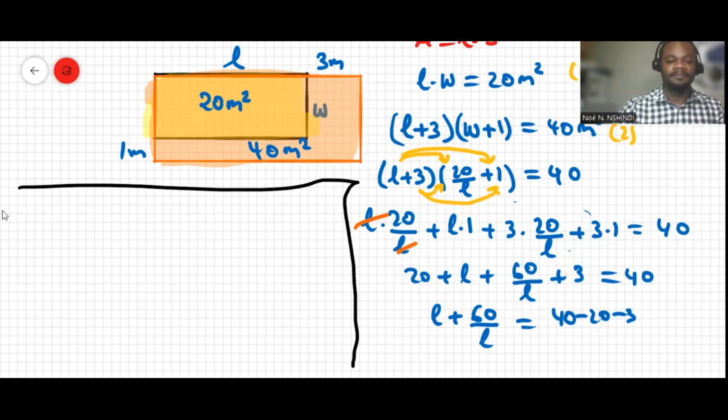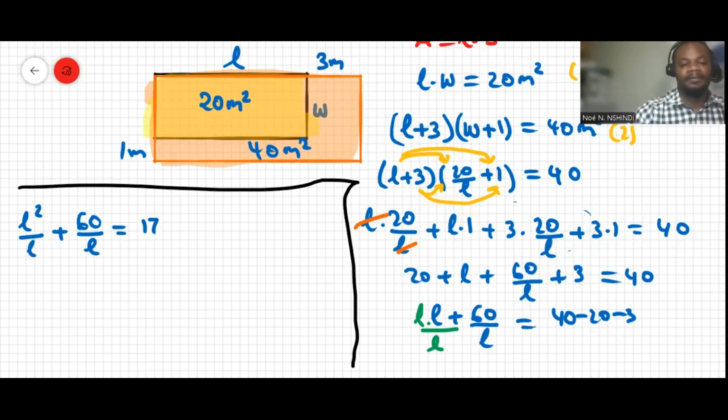That makes, we can make a common denominator. Here, if I put another L there, I must also times another L there to make my equation even. So that makes like L squared over L plus 60 over L equal to 17. Okay. This can be written like L squared plus 60 over L equal to 17.